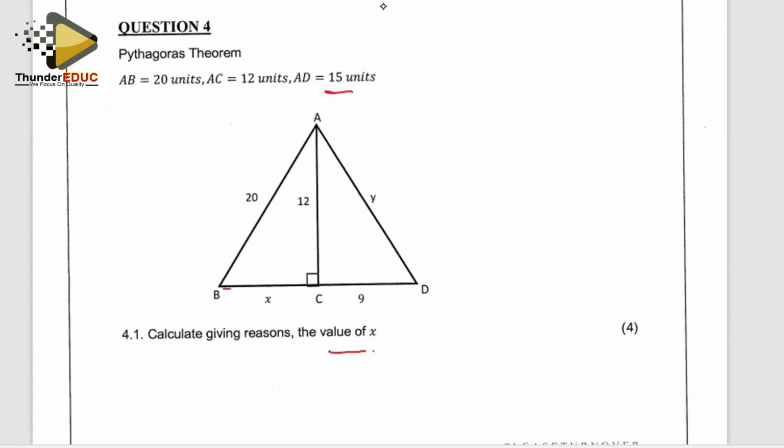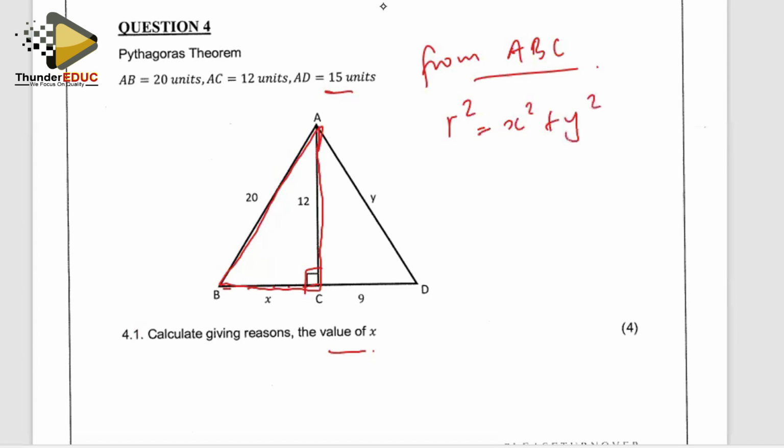So if we look at x, since it's Pythagoras, we know that Pythagoras is the theorem that deals with just triangles that have 90 degrees. If it doesn't have 90 degrees, we have no business with it. So let's focus on triangle ABC. From ABC, we can see that r squared is equal to x squared plus y squared, our r being the longest side. The longest side is always opposite the 90 degrees.